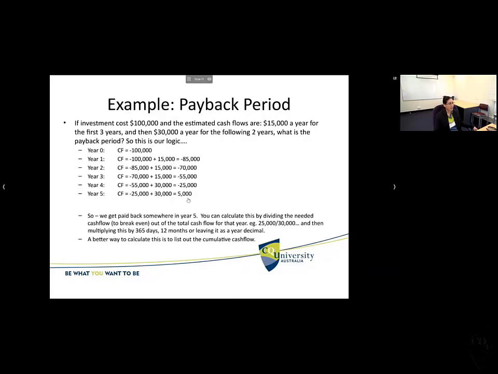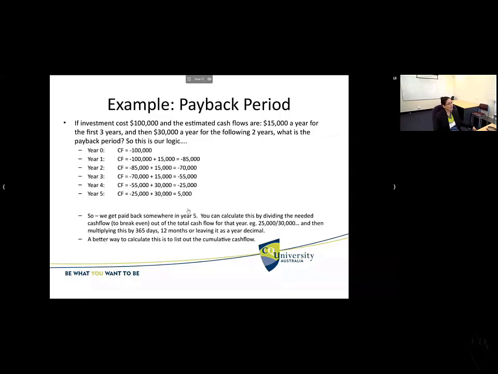And you can calculate a part year payback period by dividing the needed cash flow to break even, which is the $25,000, that's what we need to recoup our initial investment, by the total cash flow that you get for that year, which is the $30,000. Then multiply that by 365 days if you want the answer in days, or 12 months if you want the answer in months, or just leave it as a decimal if you want the answer in years. So 25,000 divided by 30,000 would be your part year payback.